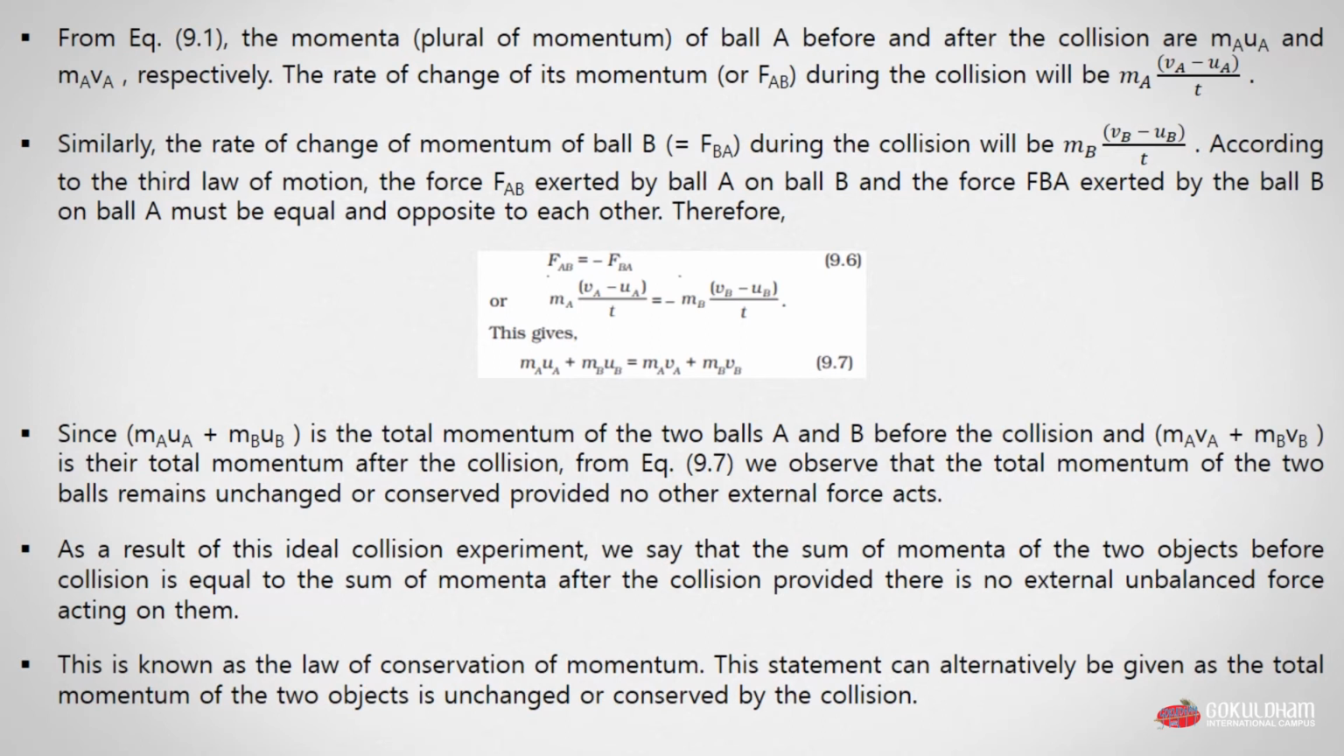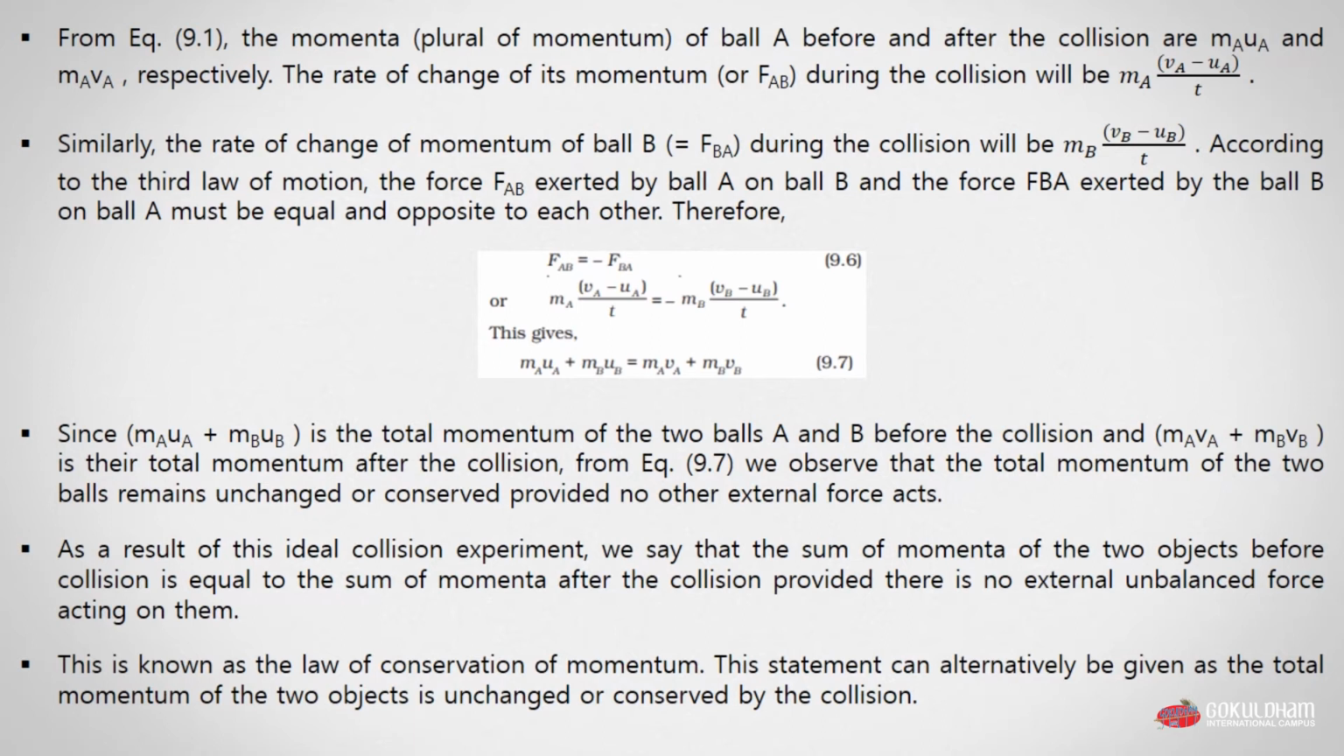From equation 9.1, which was P equals mass into velocity, the momenta, which is the plural of momentum, of ball A before and after the collision are mass of A into velocity of A and mass of A into final velocity of A respectively. The rate of change of its momentum, or say FAB, during the collision will be mass of A multiplied by (final velocity of A minus initial velocity of A) divided by t. Similarly, the rate of change of momentum of the ball B, which is equal to FBA, during the collision will be mass of B multiplied by (final velocity of B minus initial velocity of B) divided by time t.